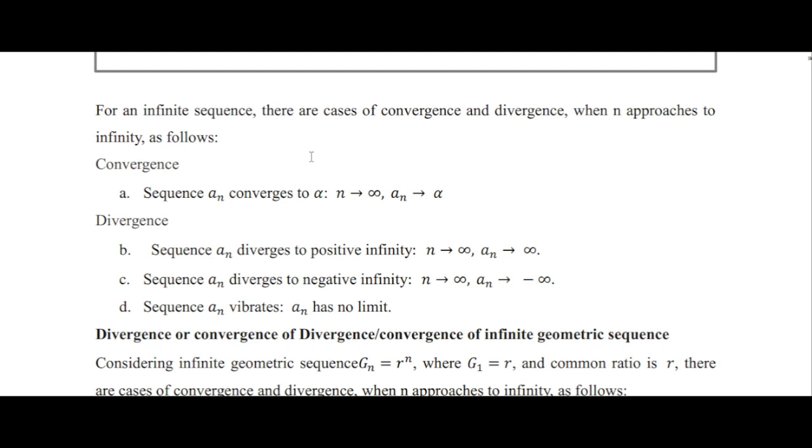Welcome. Today's topic starts from this. For an infinite sequence, there are cases of convergence and divergence when n approaches infinity, as follows. Convergence: when you say the sequence a_n converges to alpha, if n approaches infinity, a_n approaches alpha. What is alpha? Alpha is a finite number.